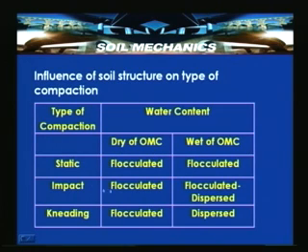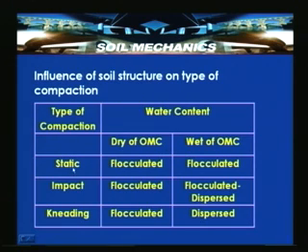Impact compaction, to some extent, produces a flocculated to dispersed structure on the wet side of the optimum. On the dry side of the optimum, it remains a flocculated structure. Kneading compaction, if you adopt it, produces a flocculated structure on the dry side of the optimum and a dispersed structure on the wet side of the optimum.